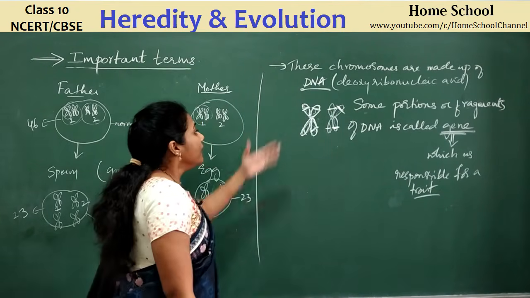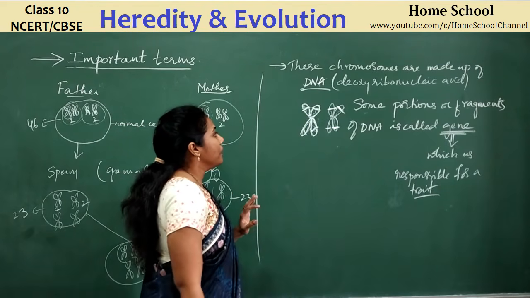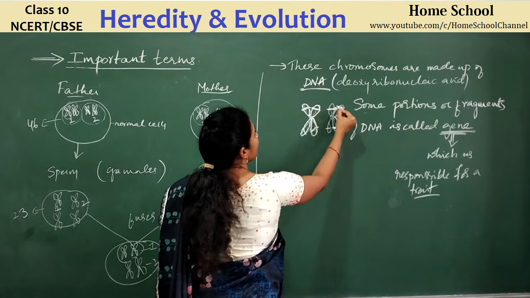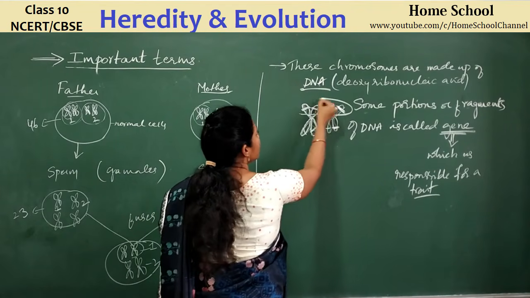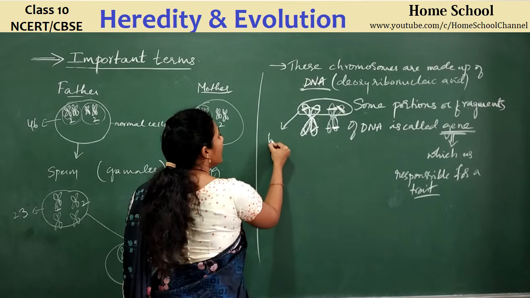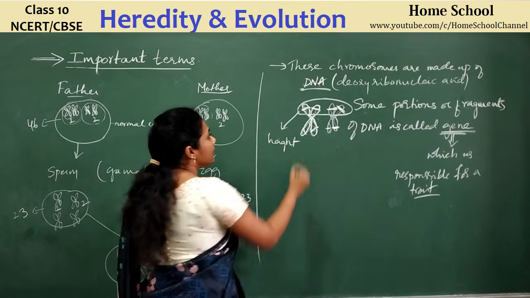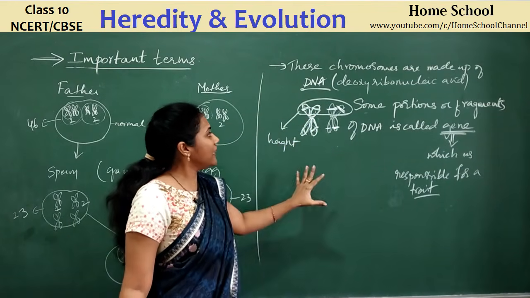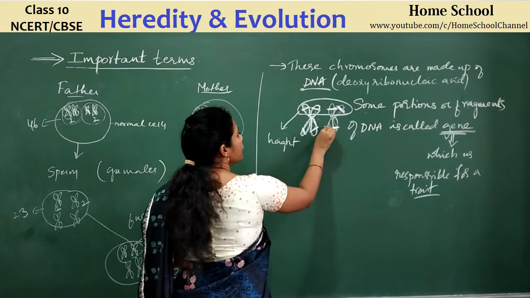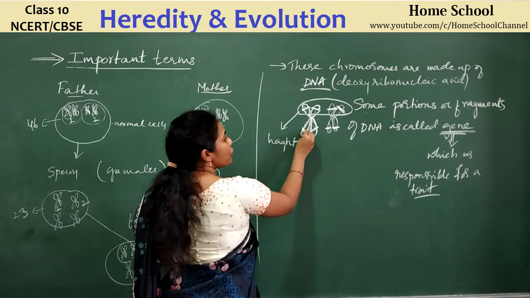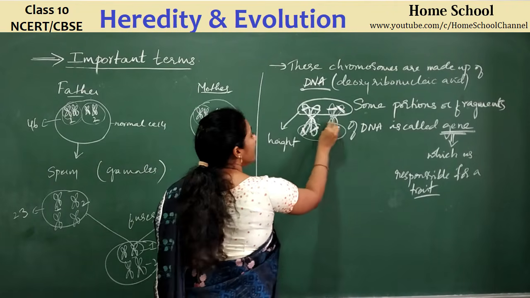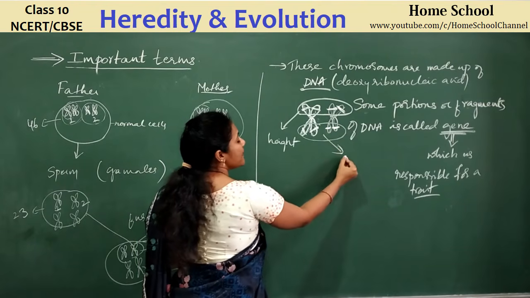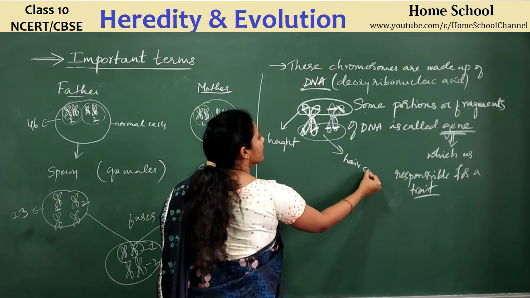Okay, so now this is the first set of DNA. In this first set of DNA, maybe this portion is responsible for height character. This portion, this gene. Like that, in a chromosome many genes will be there. See, this is another gene. This is another portion of DNA, from both the chromosomes. Maybe this particular gene is responsible for hair color.